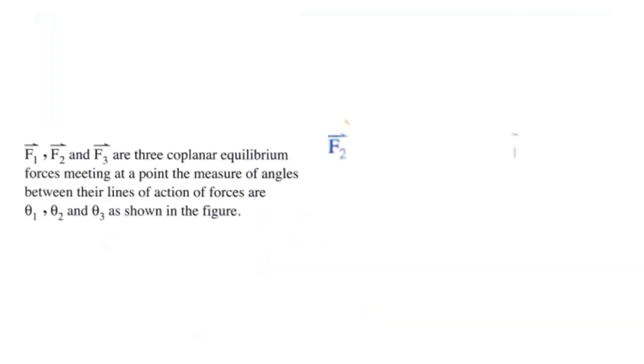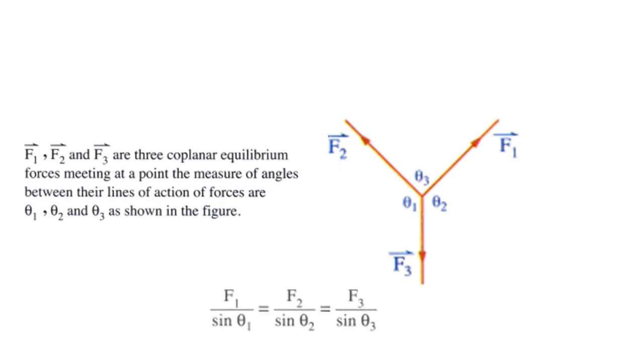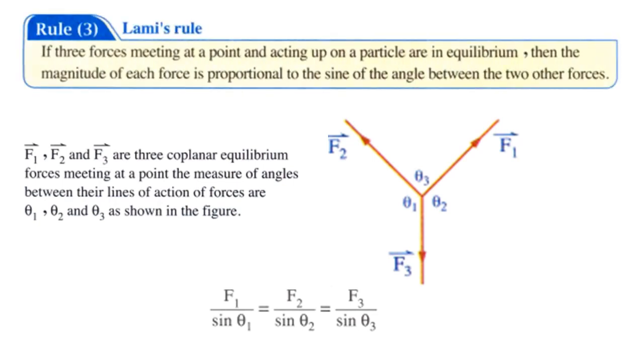For three forces also, if we have three forces, F1, F2, F3, and the angles between them are theta 1, theta 2, and theta 3, from the triangle of forces we can apply the sine law, and we obtain F1 over sine theta 1 equals F2 over sine theta 2 equals F3 over sine theta 3, which is Lami's rule. If three forces meeting at a point and acting upon a particle are in equilibrium, then the magnitude of each force is proportional to the sine of the angle between the two other forces.